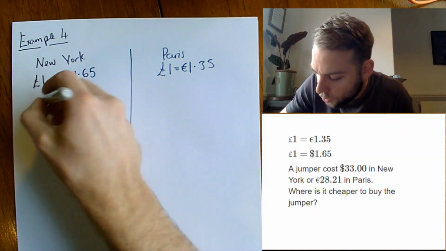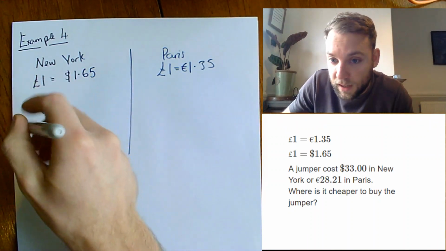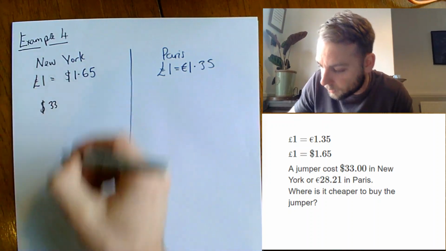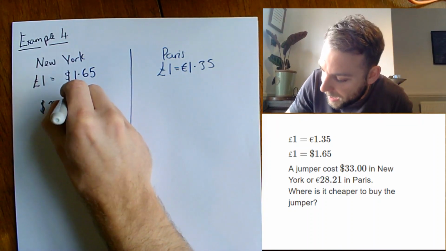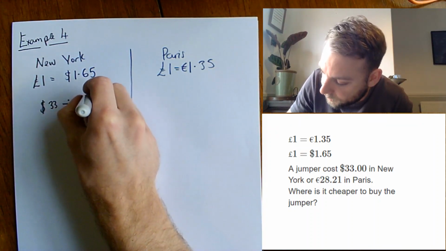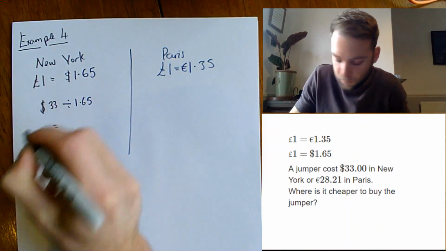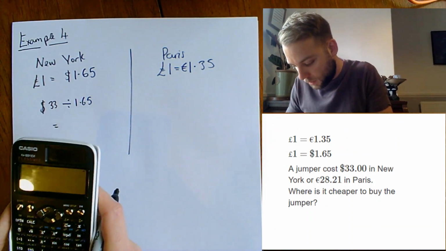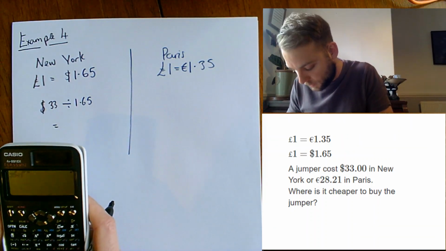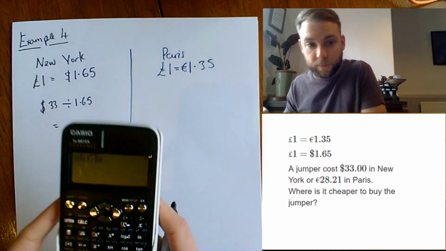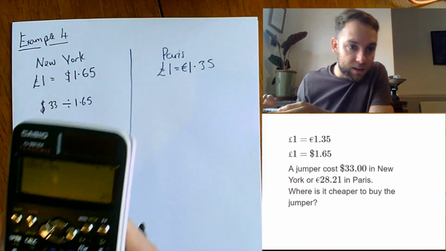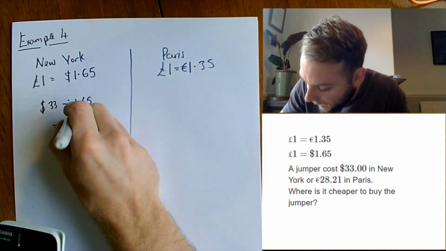So in New York, we've got our jumper, which is the $33. To convert that into pounds, I'm going to divide by 1.65, which is equal to 33 divided by 1.65, which in this case is equal to £20.